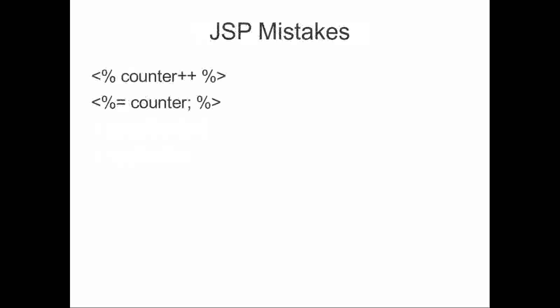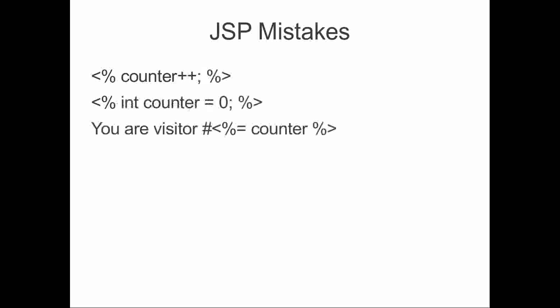Next, let's look at some common JSP mistakes. So here we've got two JSP tags. The first one is a scriptlet, and the second one's an expression. The first one looks like it's trying to increment, but remember, scriptlets have to be valid Java code. And expressions, the second line, the expression is going to be an argument to out.print. So in this case, we've just put the semicolon in the wrong place. It should be after counter++, and it should not be after counter.